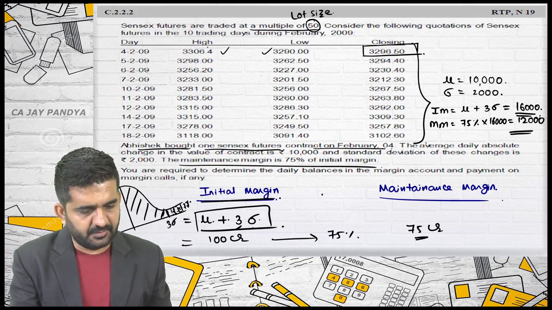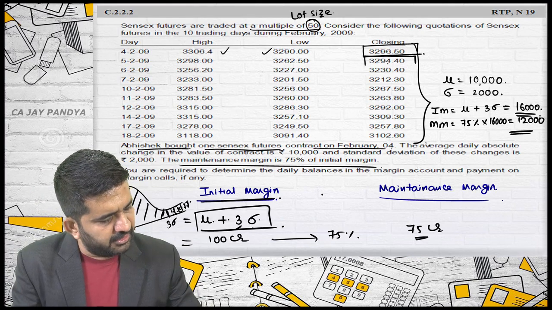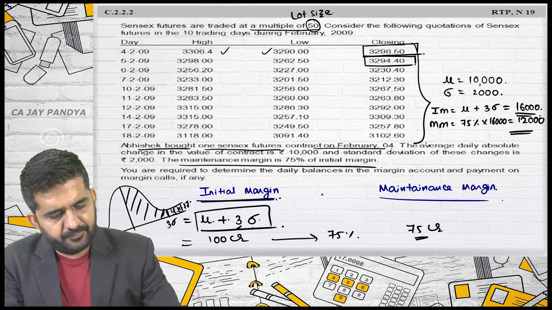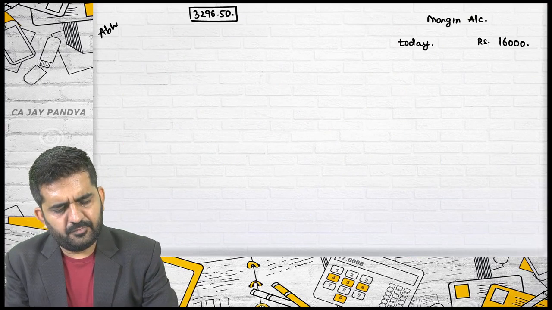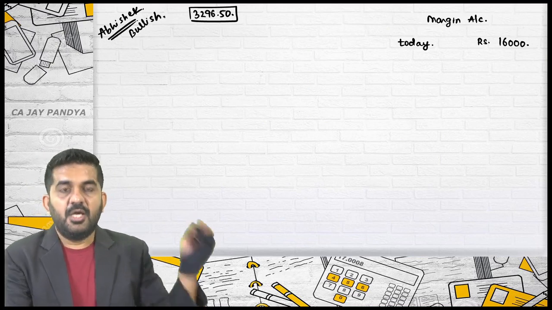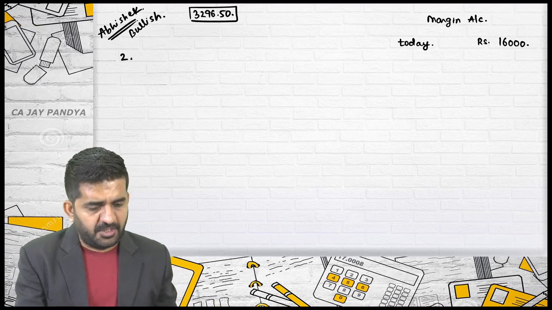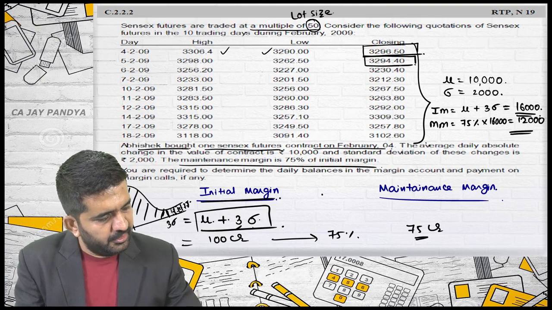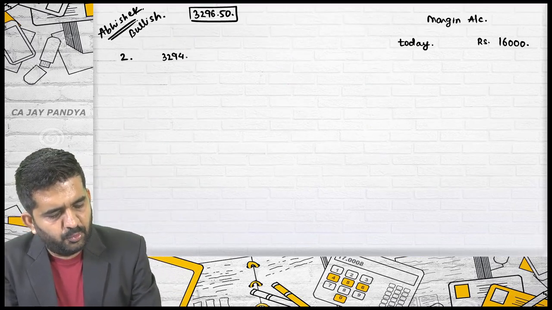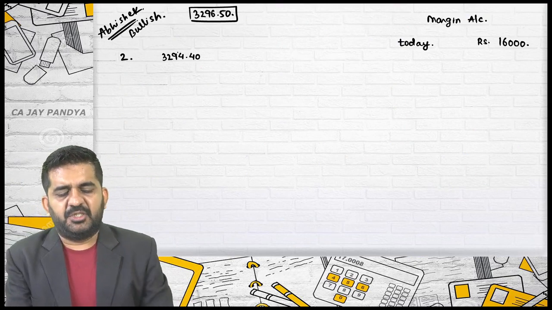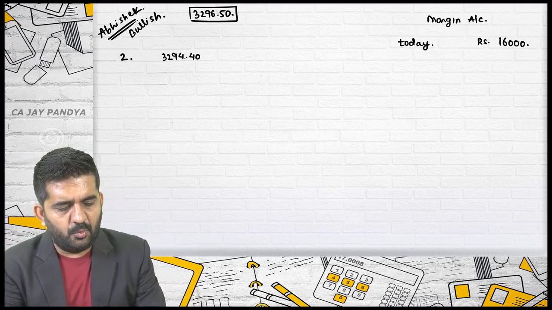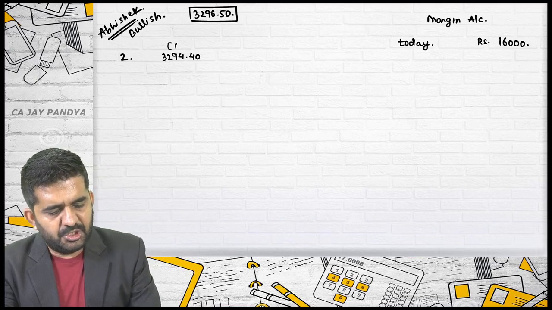Is it all right? Day 2, what is my closing? 3294.40. Is it all right? I am bullish or bearish? I am Abhishek, and I am bullish because I have purchased. I am going to day 2. So what is the price? 3294.40. Compare it with this. Market is bullish or bearish? Next day the price has gone up or gone down? It has gone down. Market is bearish.